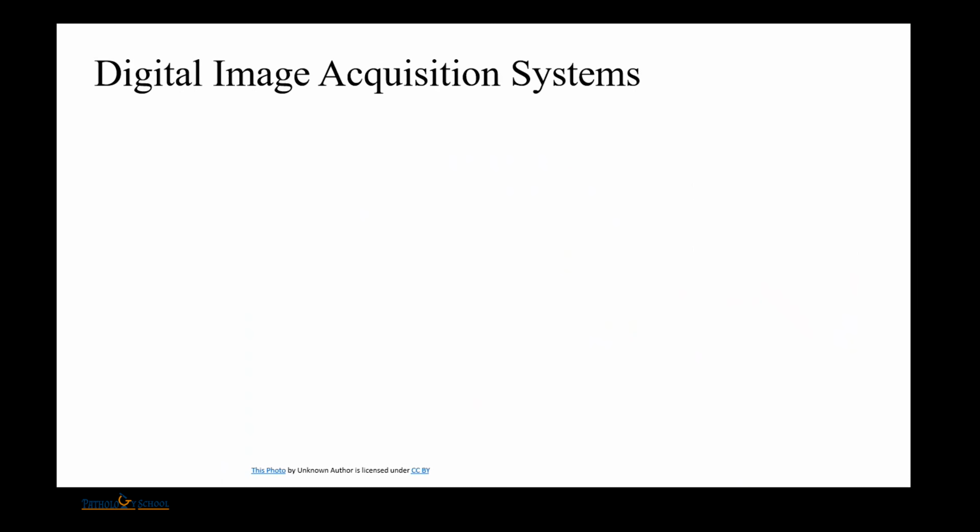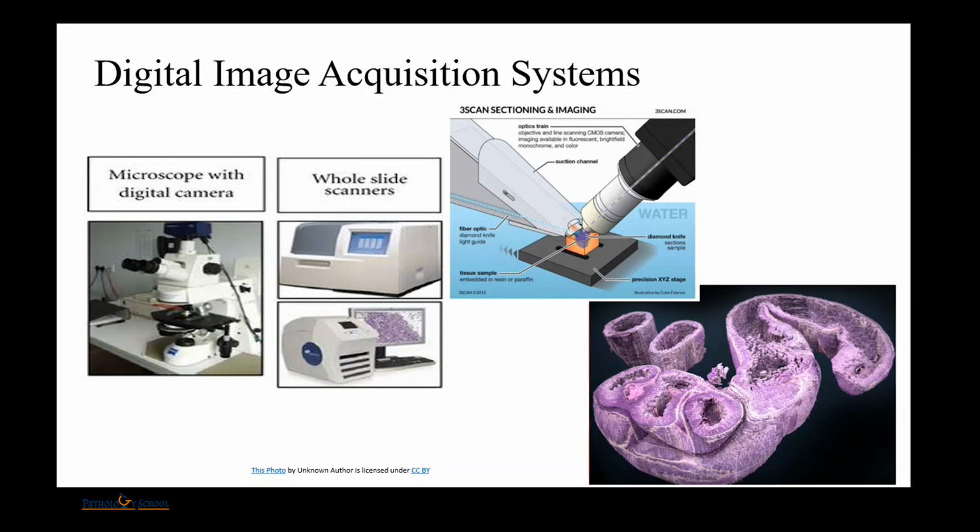We'll be coming to the digital image acquisition system. It is nothing but your first component, which is to capture images. So what do we have in capturing images? First is something as basic as a microscope with a digital camera attached to it. Next is whole slide scanners, which we'll be talking about in detail. Third is robotic microscopes.